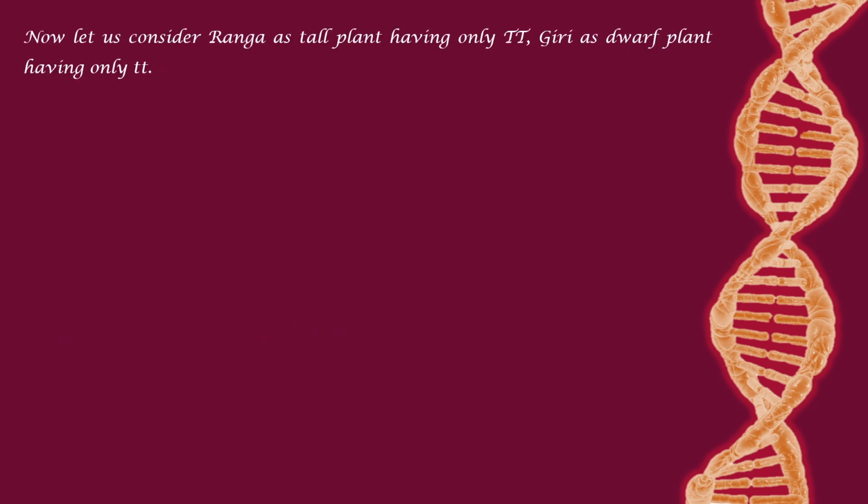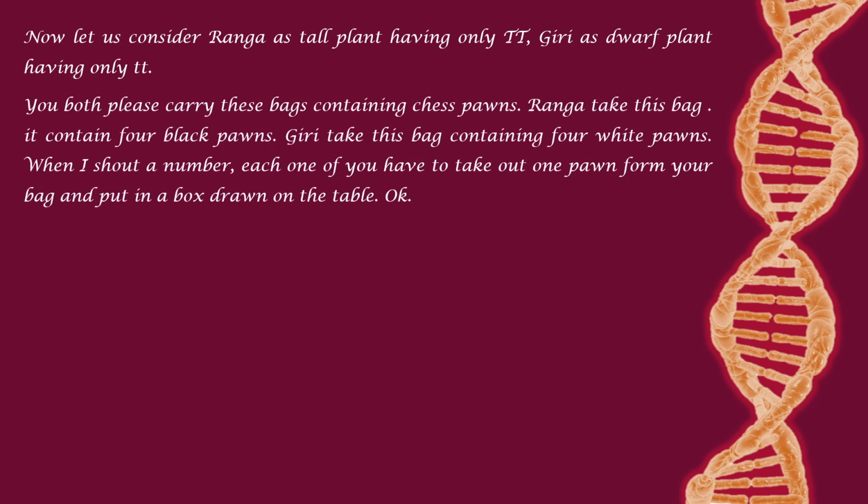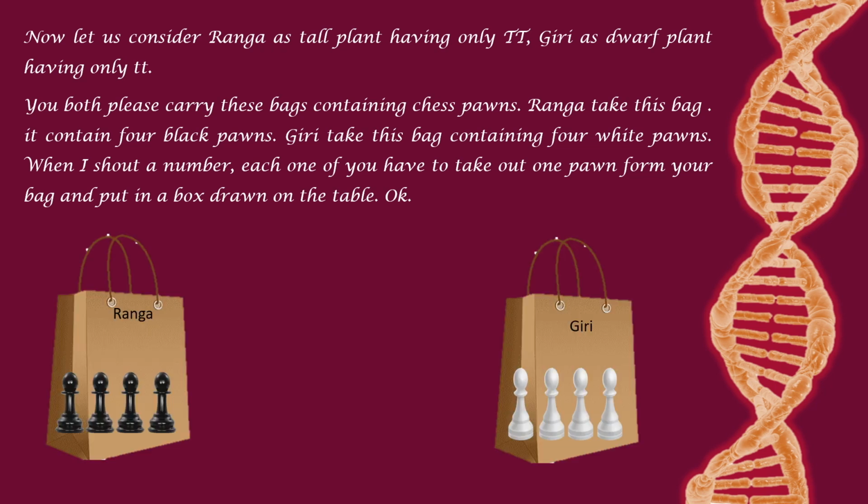Now let us consider Ranga as a tall plant having only capital T, and Giri as a dwarf plant having only small t. You both please carry these bags containing chess pawns. Ranga, take this bag. It contains 4 black pawns. Giri, take this bag containing 4 white pawns. When I shout a number, each one of you has to take out one pawn from your bag and put it in a box drawn on this table. Okay? So here are your bags.